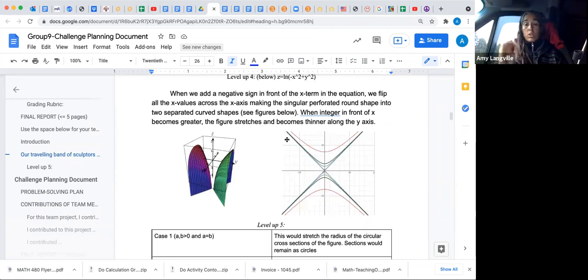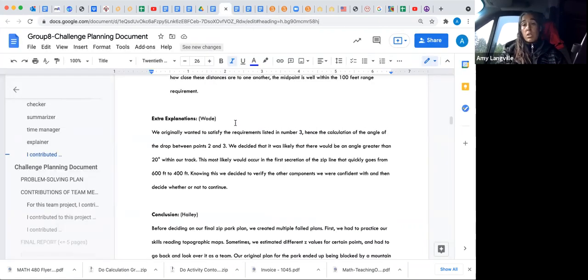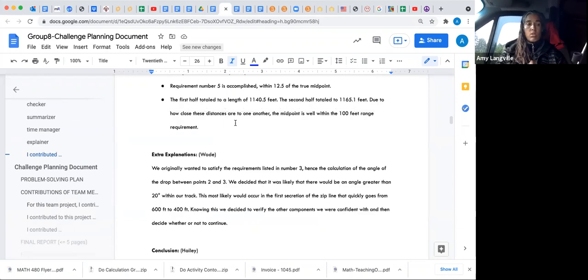Okay, the only team to do challenge 2, which is the zipline one, was Haley, Kendra, and Wade. So congratulations on taking that one. And it was interesting why groups chose what they chose. And I just want to give you some advice.